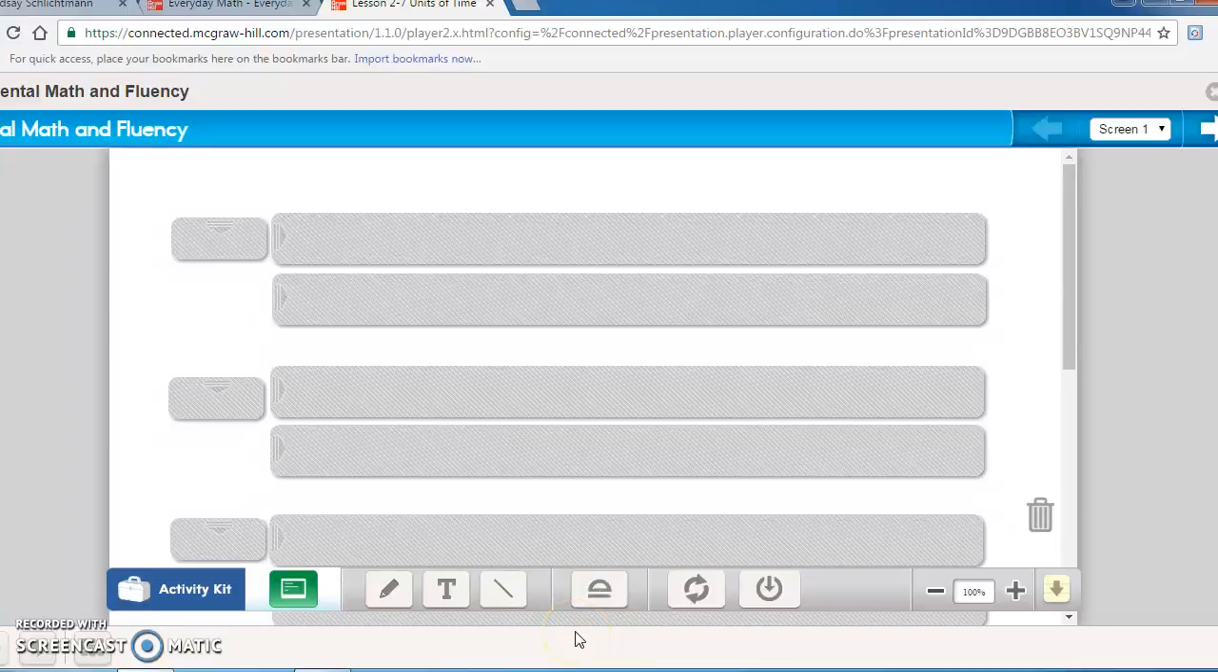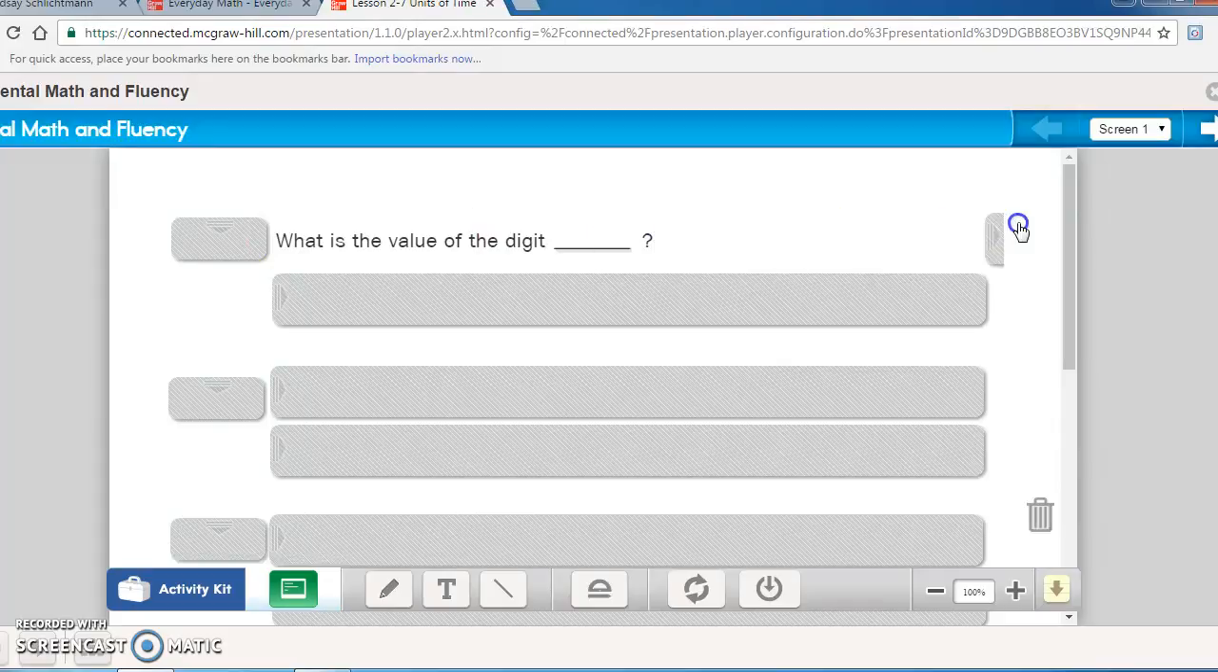Lesson 2-7, Units of Time. The focus in this lesson is so that you can convert larger units of time to smaller units of time. By doing that, you're going to be converting hours to minutes and minutes into seconds, and we're going to use your measurement scale to discuss the relationship among those hours, minutes, and seconds. You're going to solve number stories involving units of time, and you're going to practice drawing lines, line segments, rays, and angles. So let's go ahead and let's get started with our mental math and fluency.